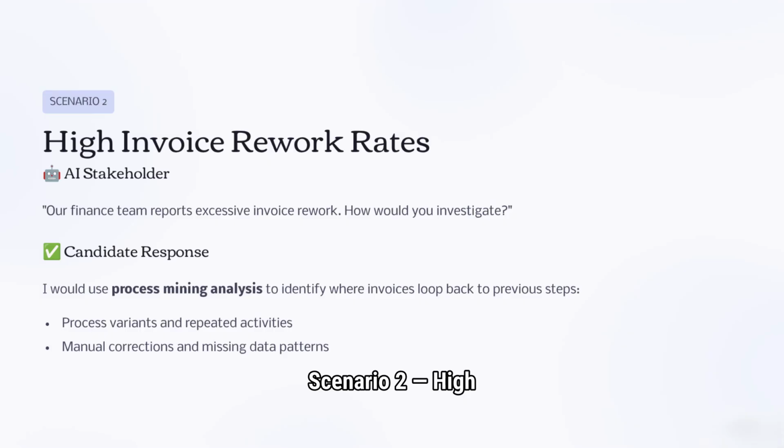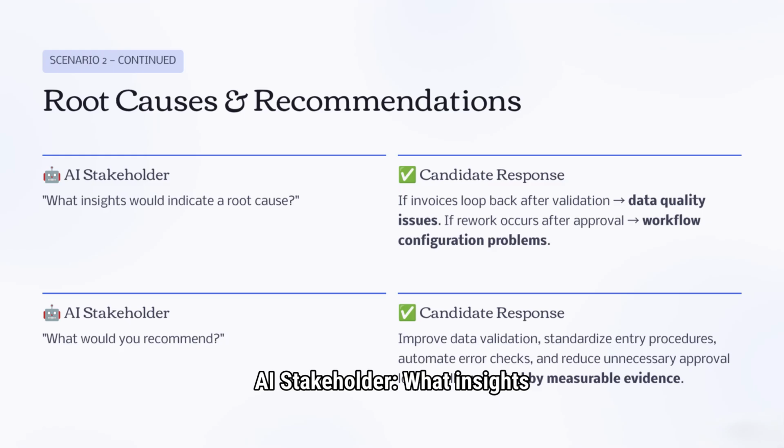Scenario 2. High invoice rework rates. AI stakeholder: Our finance team reports excessive invoice rework. How would you investigate? Candidate response: I would begin with process mining analysis. My goal is identifying where invoices return to previous process steps. I would review process variance, repeated activities, manual corrections, and missing data patterns. AI stakeholder: What insights would indicate a root cause?